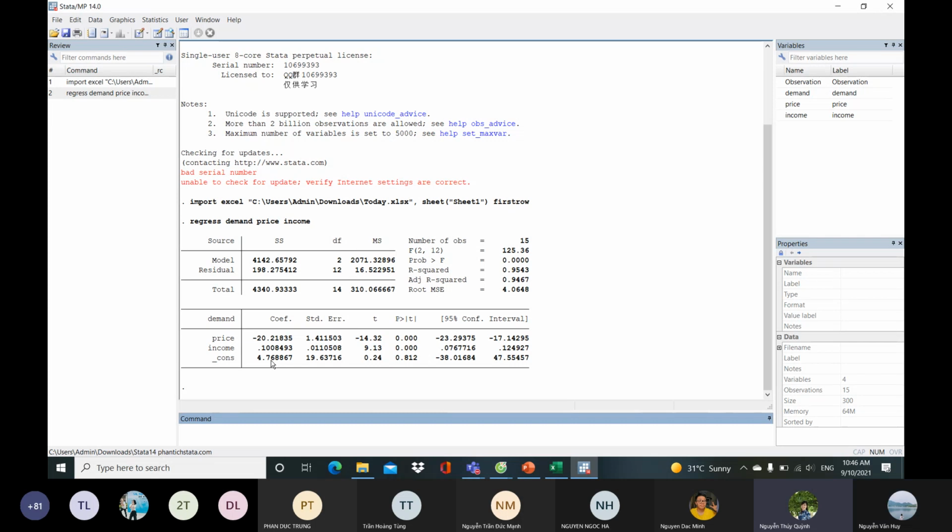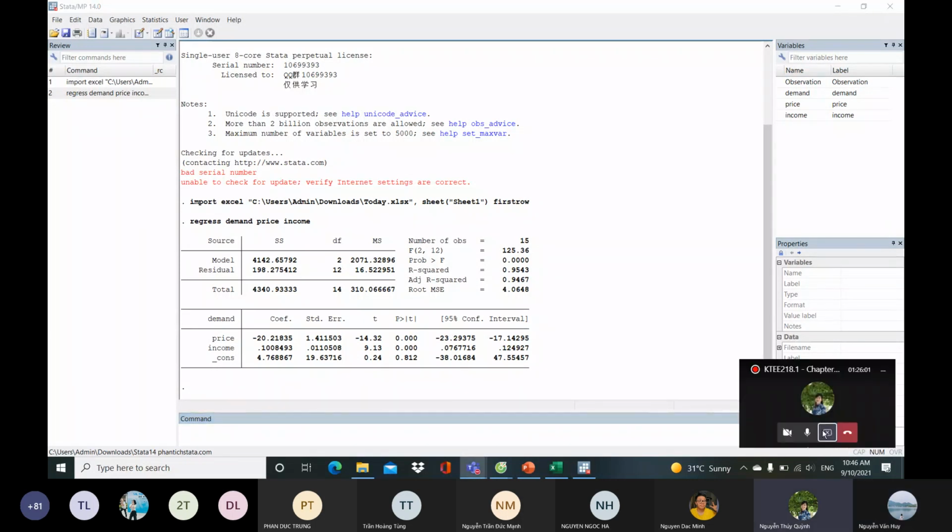It is easier to use data to estimate than doing it manually, right? Okay, thank you. Thank you, teacher. Thank you, Huy.